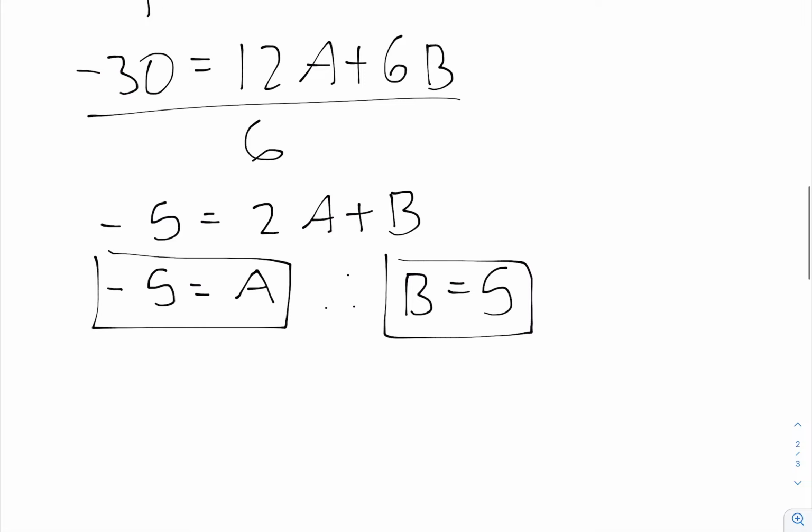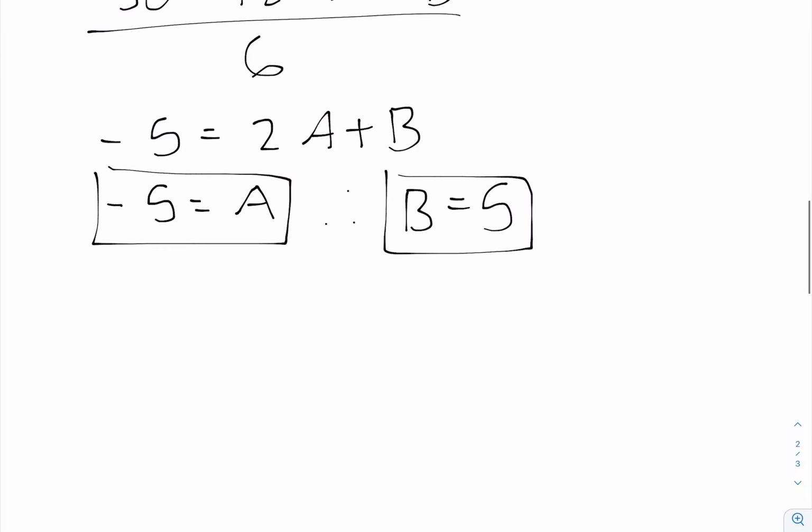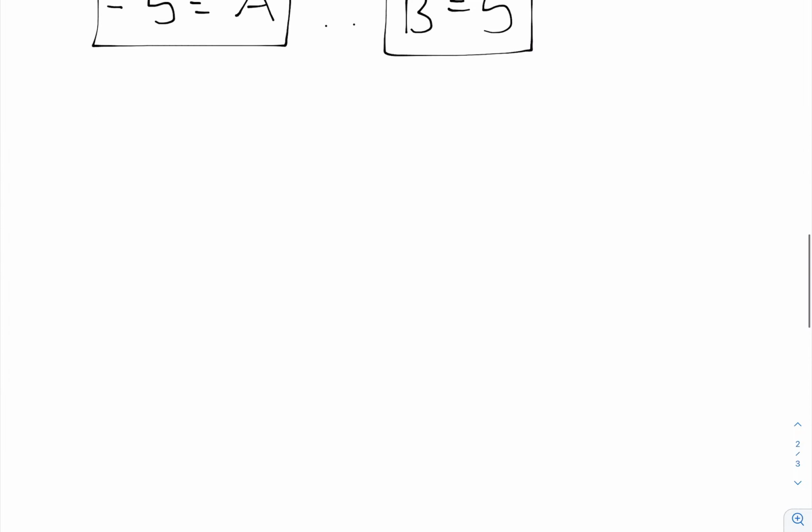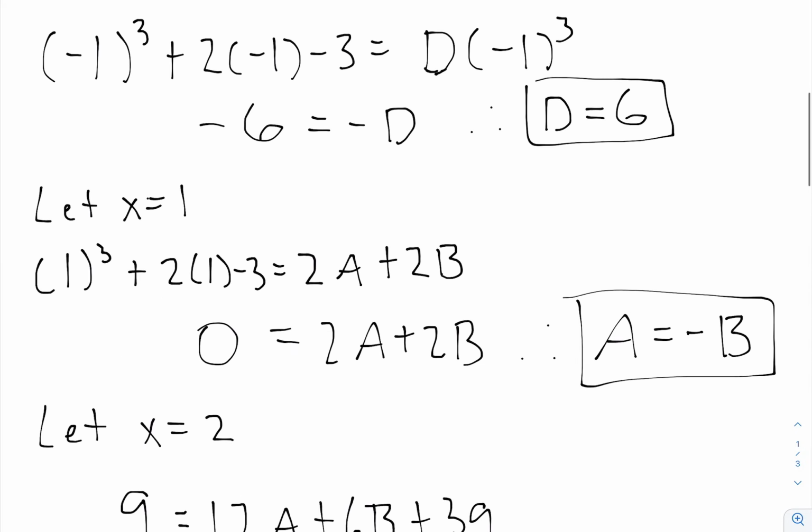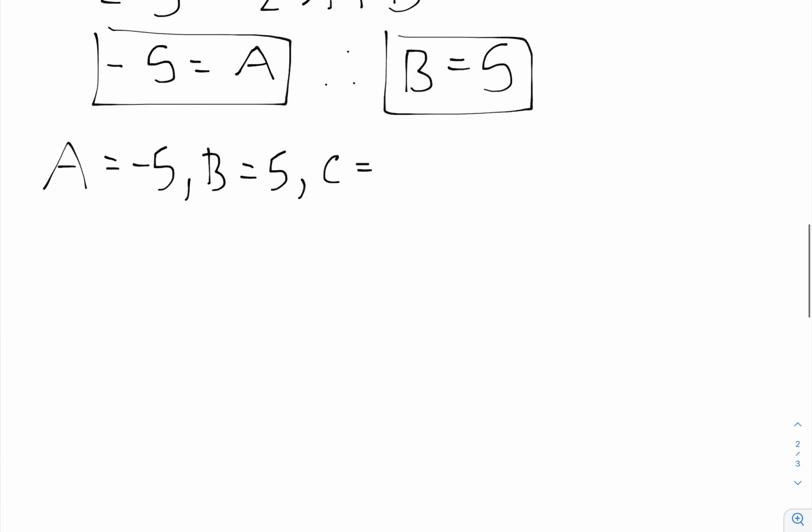Okay, so that's awesome. I'm just going to write it here. A equals negative 5. B equals 5. C equals negative 3, right? And then D was 6.